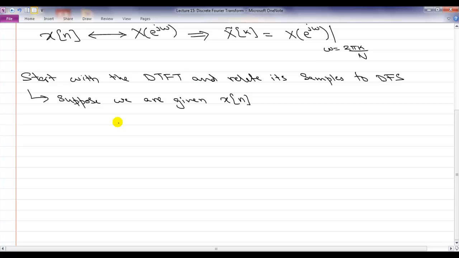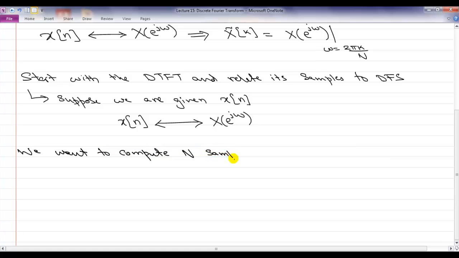Just some sequence x n, and that sequence has a discrete time Fourier transform X of e to the j omega. And the question we want to ask is, let's sample the discrete time Fourier transform of this sequence at N points. What can we say about those samples? So this is effectively talking about sampling in the frequency domain as opposed to sampling in the time domain. Now we are doing a dual of what we have been doing before. So we want to compute N samples of X of e to the j omega.